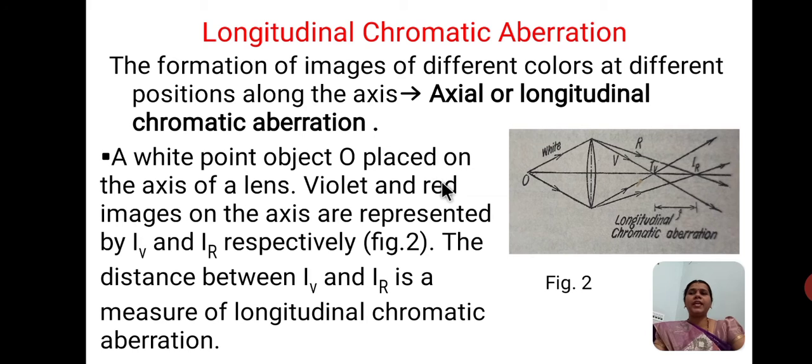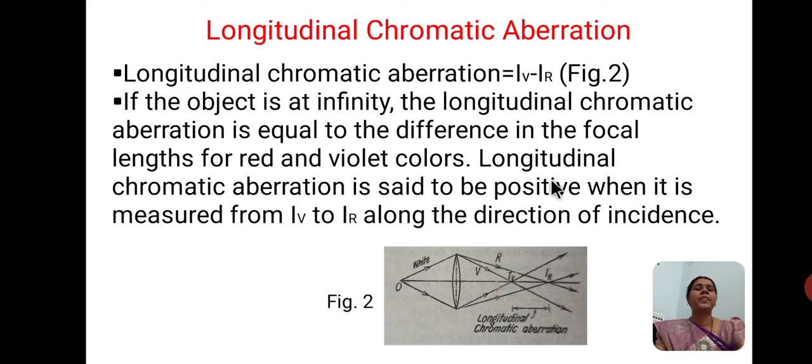Now when this white light object is placed on the axis of the lens, the violet and the red images on the axis are represented by this IV and IR. Then the distance between the IV and IR, that we call the longitudinal chromatic aberration. So the longitudinal chromatic aberration is given by the difference between IV and IR.